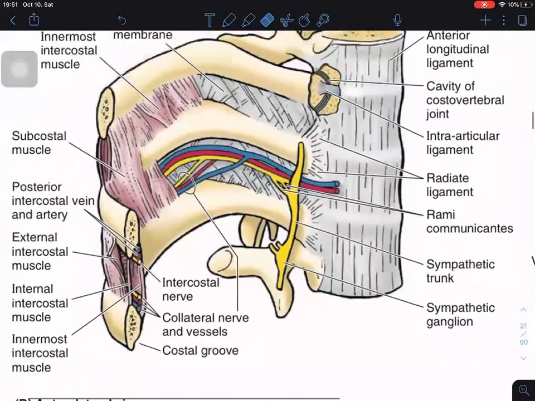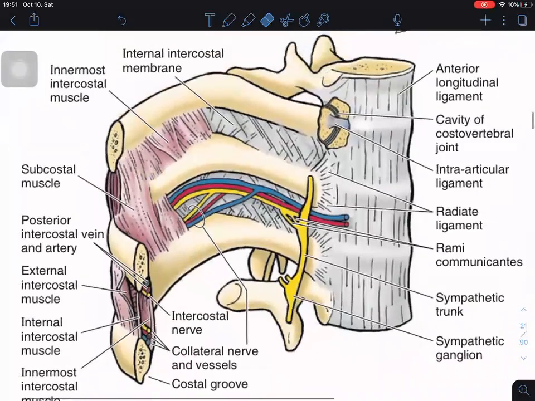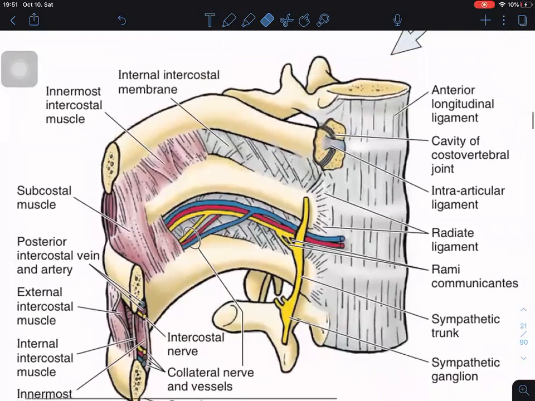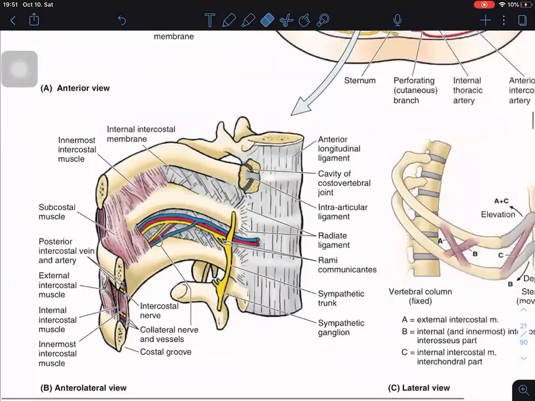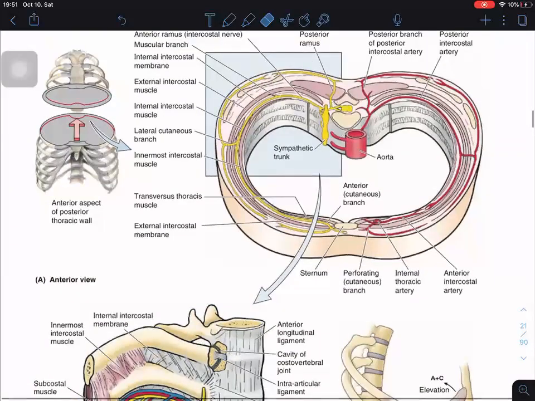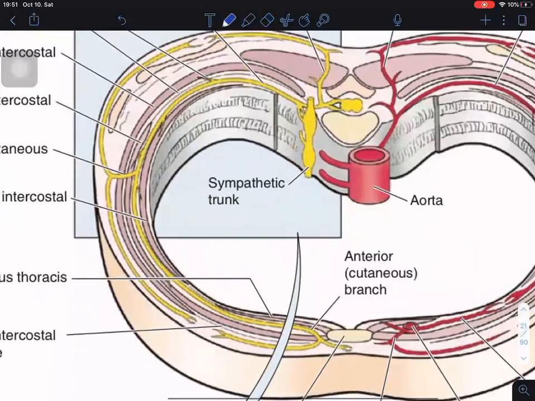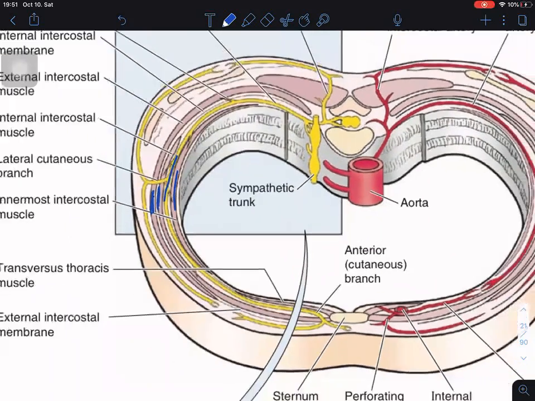External and internal intercostal muscles are easily seen. If they ask you to show the innermost intercostal, just show them the most internally located muscle fibers, and those muscle fibers belong to the innermost intercostal muscles. Again, on this full transverse section, you see the external intercostal, then the internal, then the nerve, then the innermost intercostal muscle. That's the order you see over here.